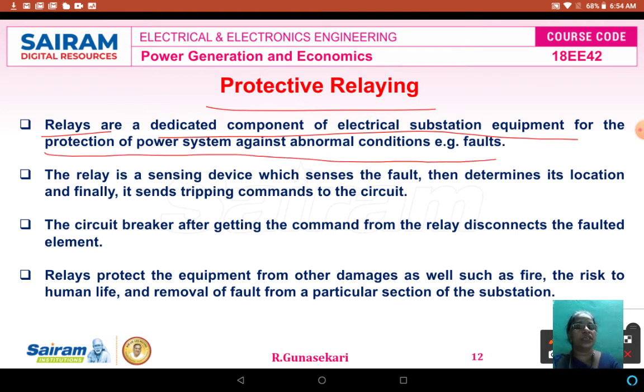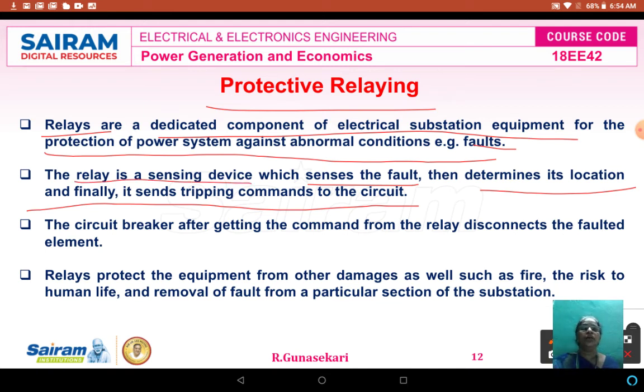What is the abnormal condition? For example, fault. The relay is a sensing device which senses the fault, then determines its location, and finally it sends tripping commands to the circuit. This is the main function of the protective relaying which is used in the substation. First, the relay is a sensing device. First it senses the fault, second it determines the fault's location, and finally it sends a trip command to the circuit.